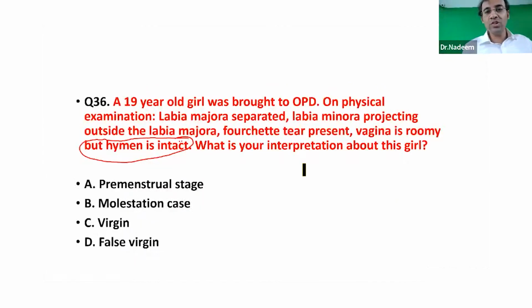So now what will be the question here? The vagina is roomy, but the hymen is intact. She is actually what? A false virgin. A pseudo virgin, right? Next.